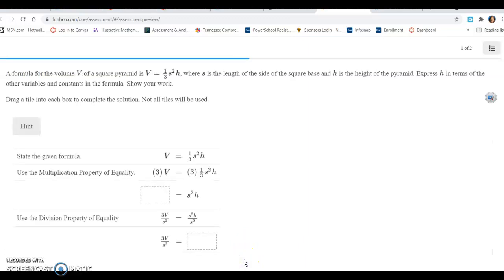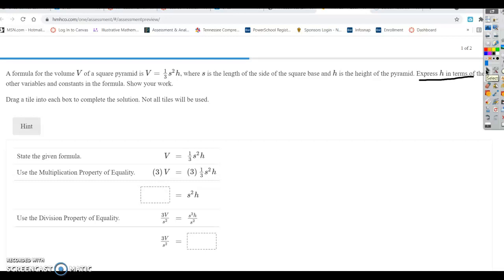All right, so it says the formula for the volume of a square pyramid is V equals 1/3 S squared H, where S is the length of the side of the square base and H is the height of the pyramid. Express H in terms of other variables. When it says express H in terms of other variables, that means we're solving for H. So let's go ahead and do that.